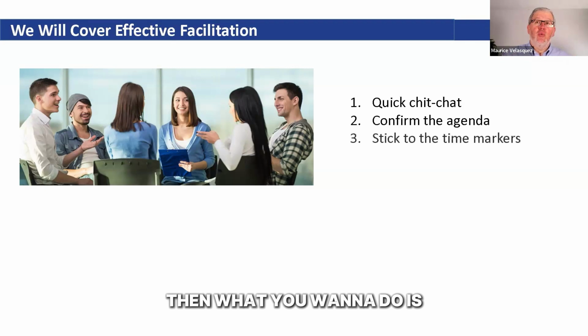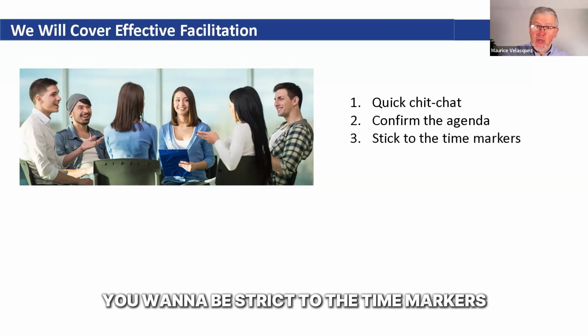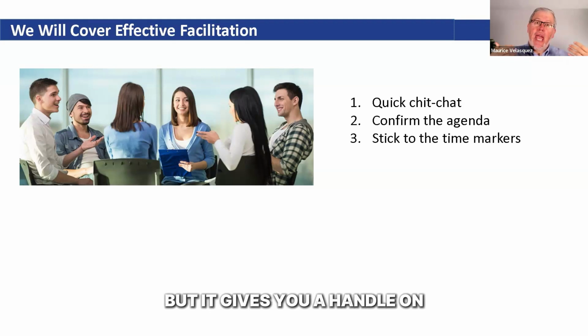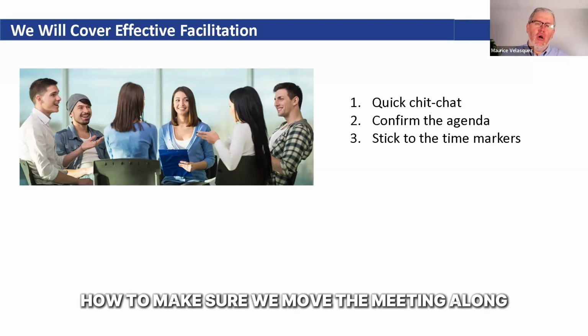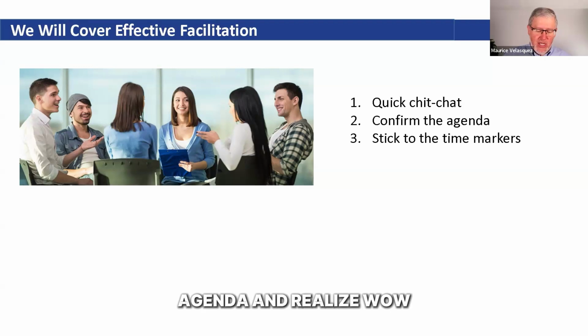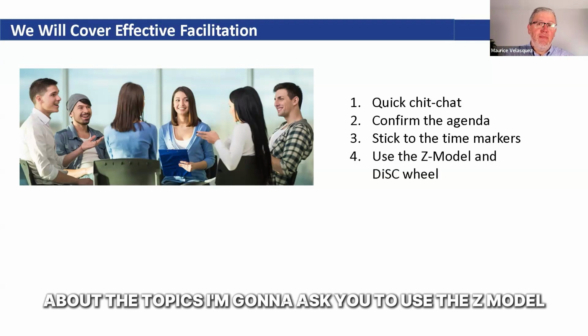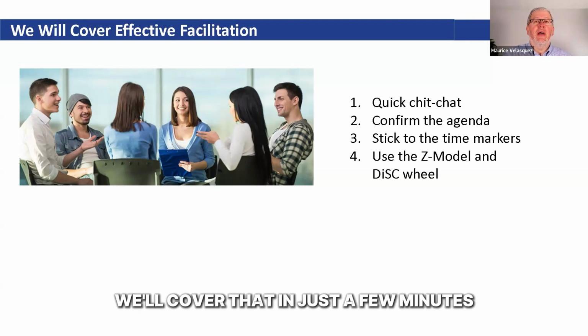Then what you want to do is be strict to the time markers. It gives you a sense of not only boundaries, but a handle on how to make sure we move the meeting along. You've got to take a look at the agenda and realize, wow, we've got a 45-minute meeting and a lot of topics. Then to actually dive into the discussions about the topics, I'm going to ask you to use the Z model and the DISC wheel. We'll cover that in just a few minutes.